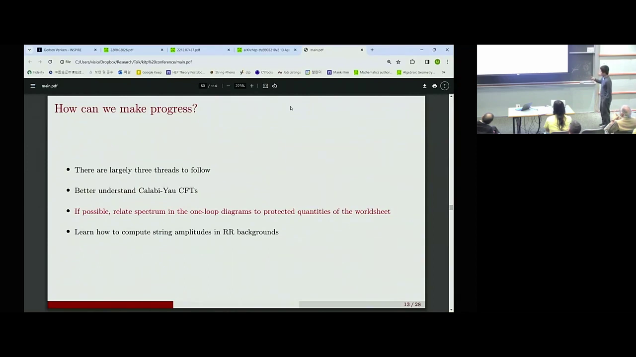The other very important thing is that we need to learn how to compute string amplitudes in the Ramond-Ramond backgrounds. So I'll spend more time on it. And do you have any questions so far?